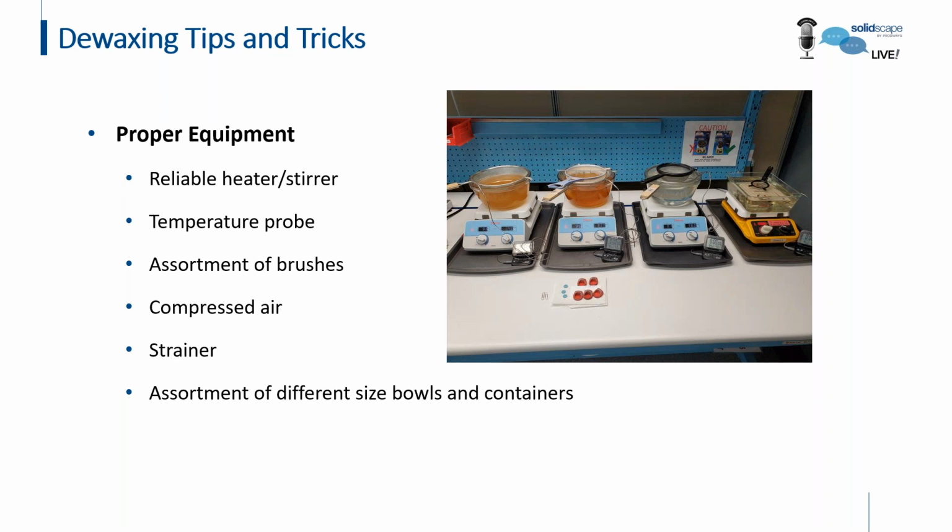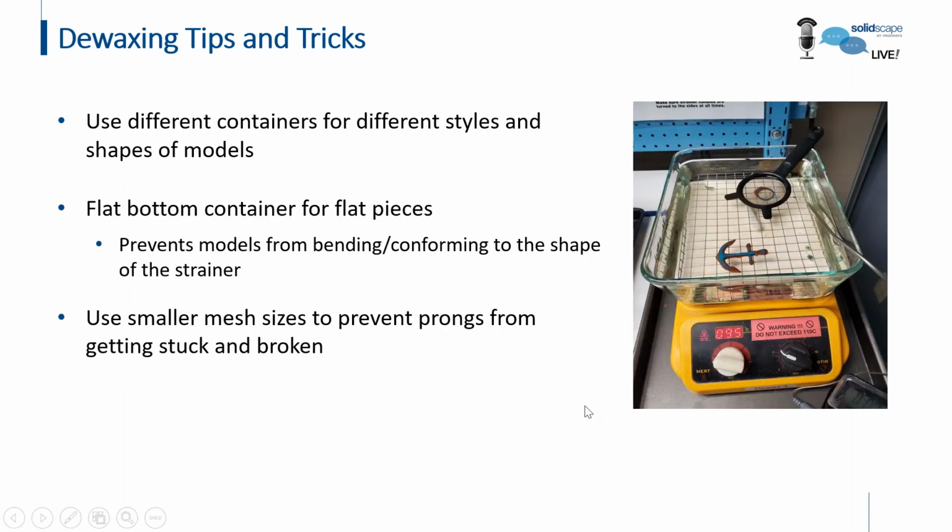We also like to have an assortment of brushes, small brushes, larger brushes, tweezers. Compressed air is probably one of the more important things because that's used to dry the models as well as blow off any dust or debris that might collect from the dewax process, as well as an assortment of strainers and different size bowls and containers. So using different size, different style containers is very helpful, especially if you're printing a lot of flat models.